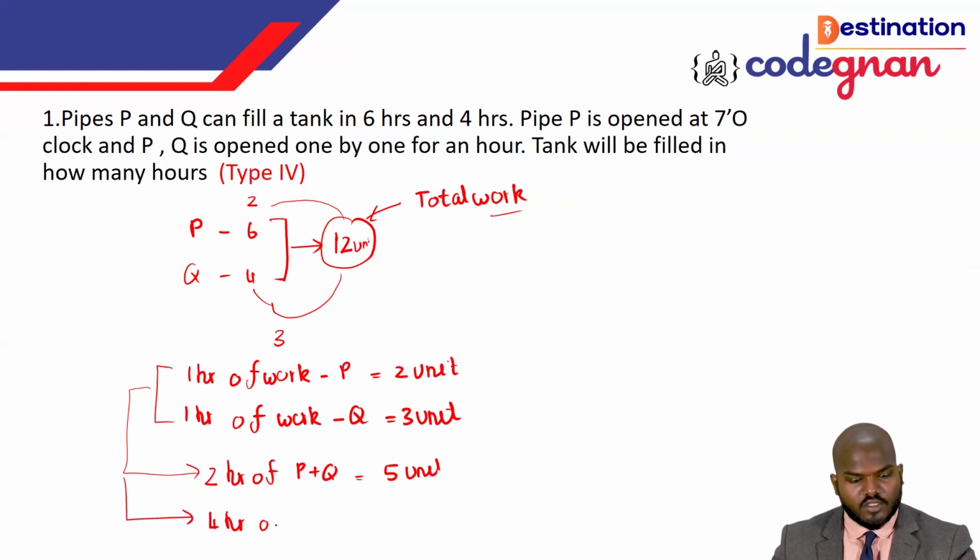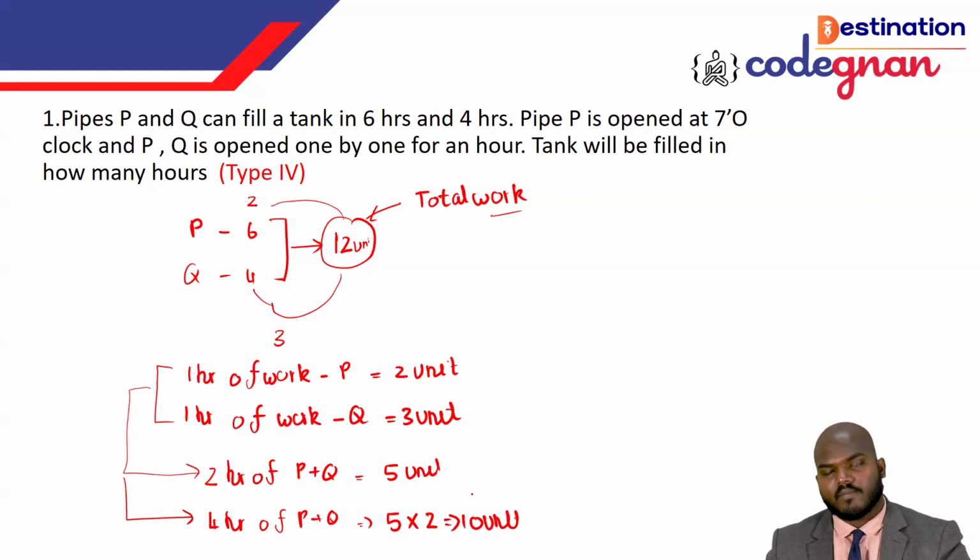If they work combined for 4 hours, we can say 5 times 2, so 5 times 2 only we need to take, which gives 10 units. The total work is 12 units, but we have got 10 units. So from 10 units to 12 units, we are pending with 2 units here.